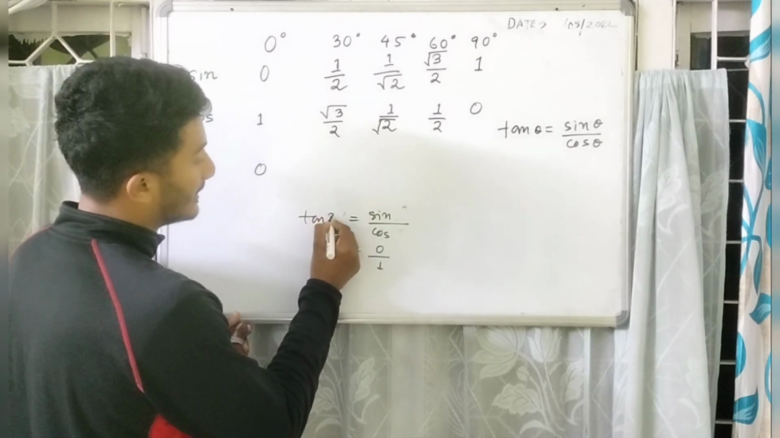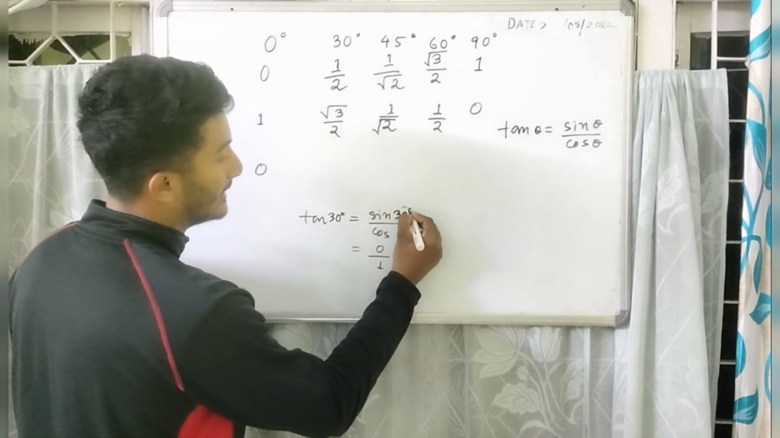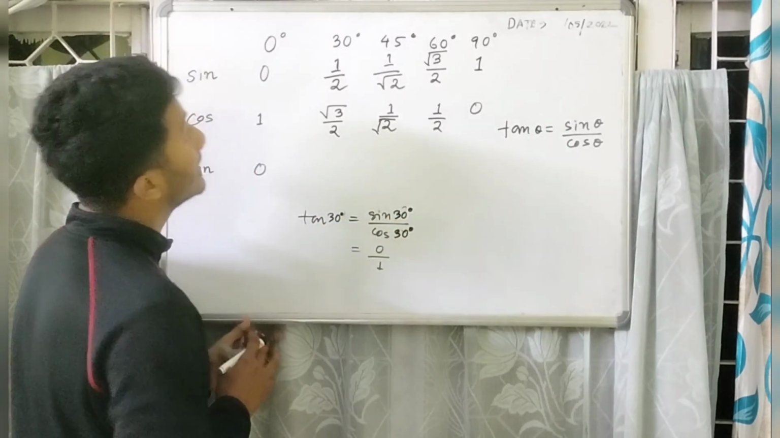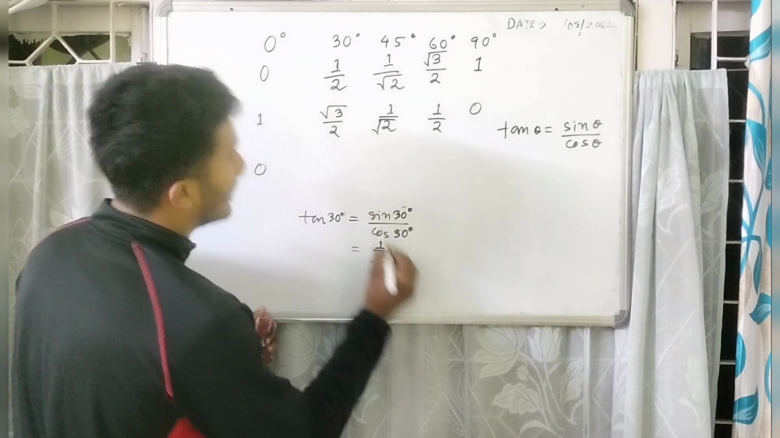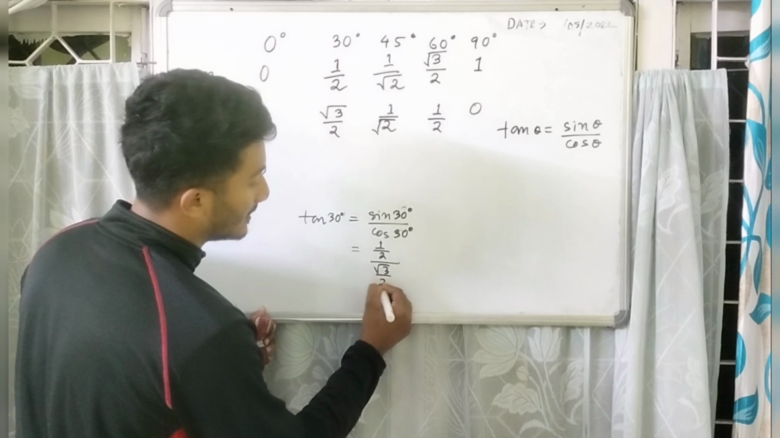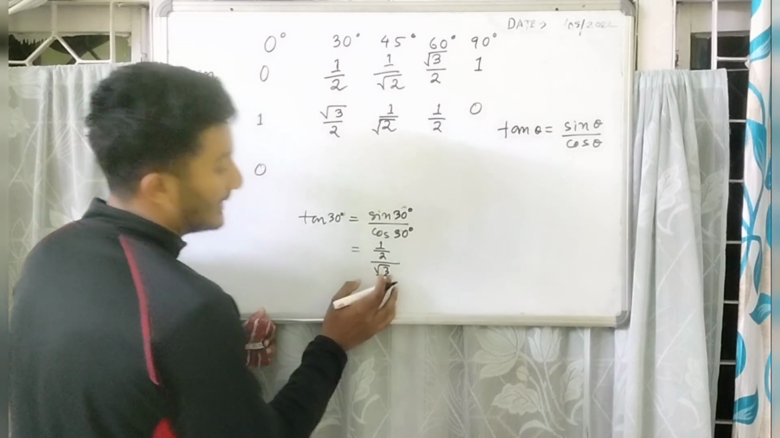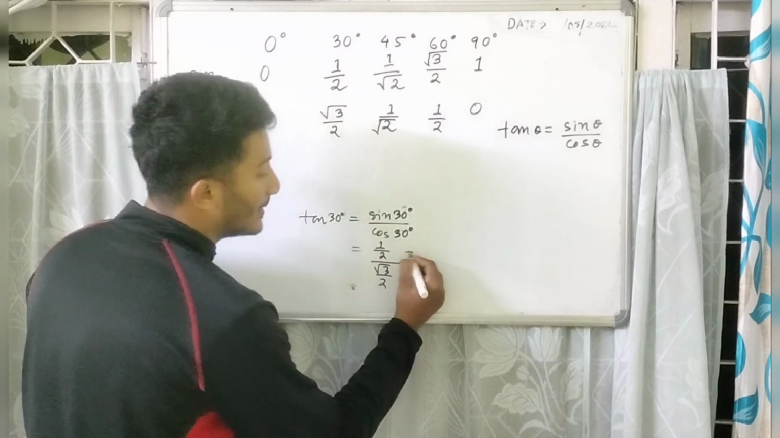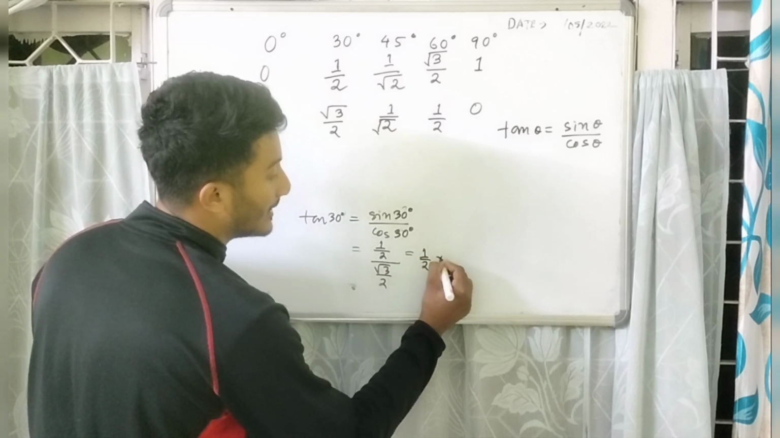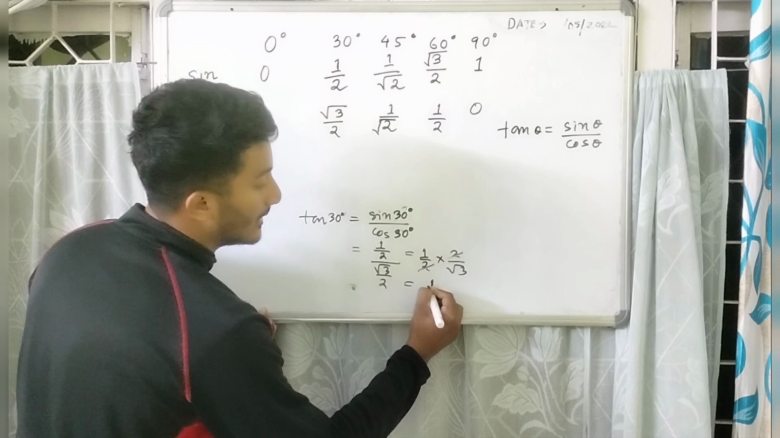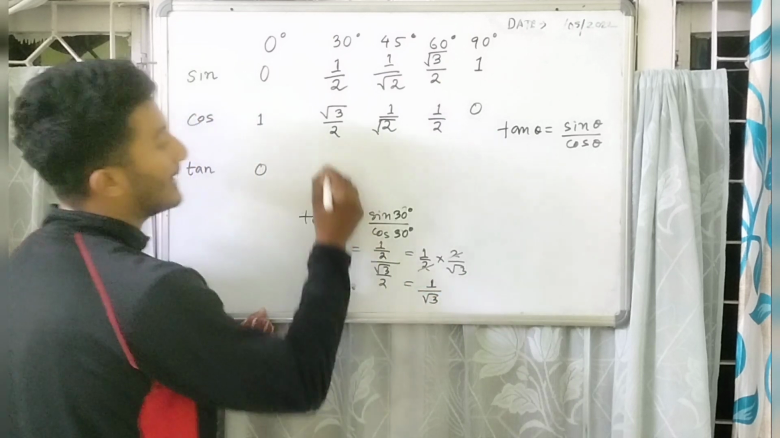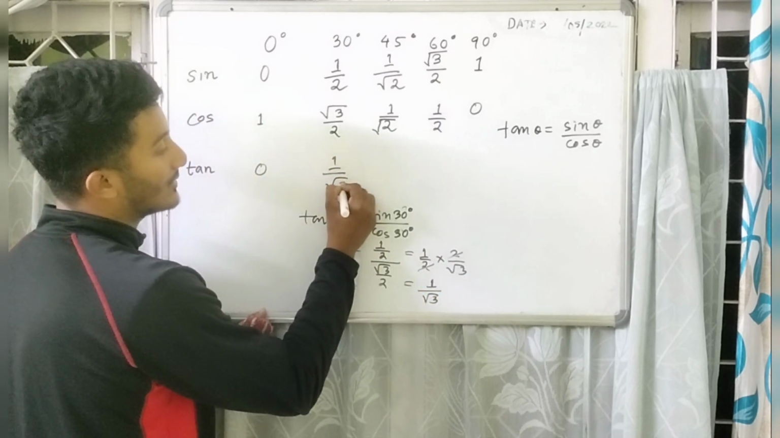Now tan 30 degree is nothing but sin 30 degree by cos 30 degree. So what is sin 30 degree? Sin 30 degree is 1 by 2. What is cos 30 degree? Root 3 by 2. So if we take this denominator upside, then it will be the reciprocal, isn't it? 1 by 2 by 2 root 3. So 2 will be cancelled. What will be our answer? Our answer will be 1 by root 3. So you can write it here as 1 by root 3.